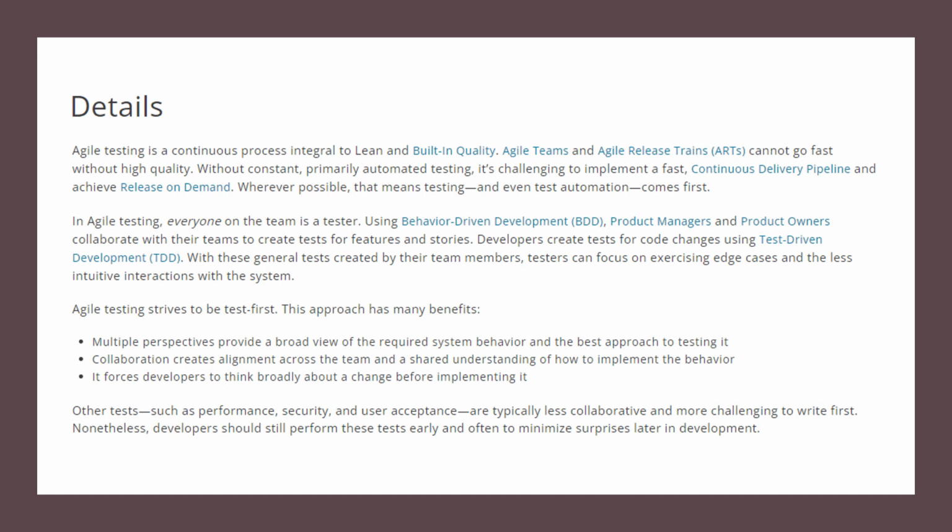Agile teams and agile release trains cannot go fast without high quality. Without constant primary automated testing, it is challenging to implement a fast continuous delivery pipeline and achieve release on demand. Whenever possible, that means testing comes first and even test automation. In agile testing, everyone on the team is a tester.